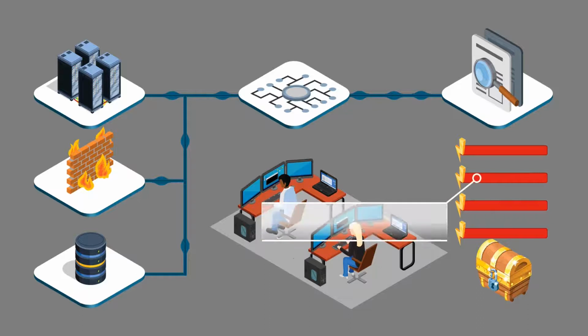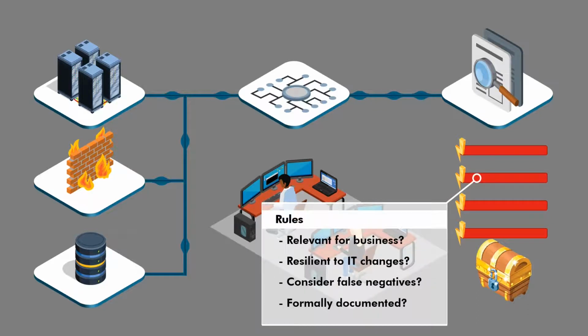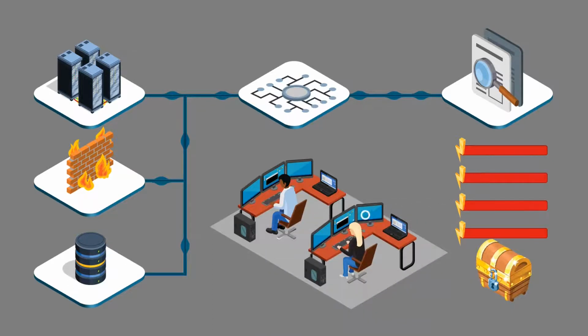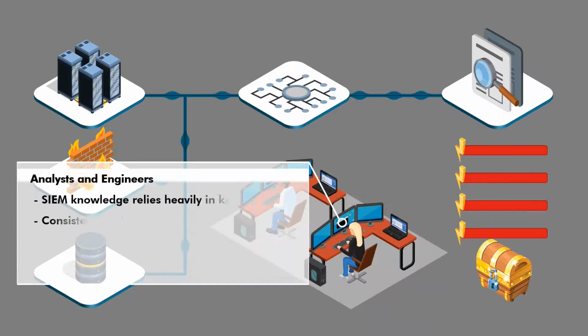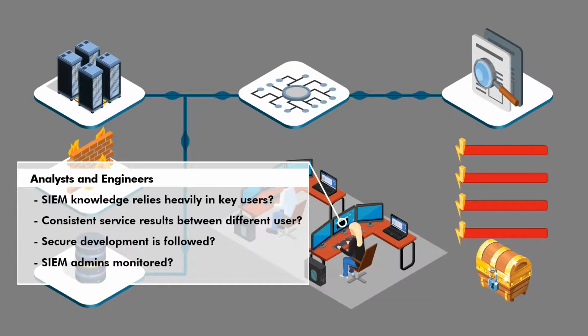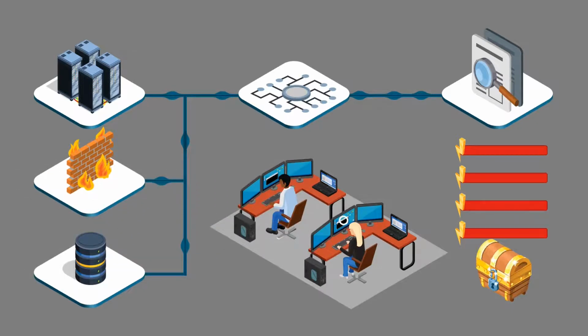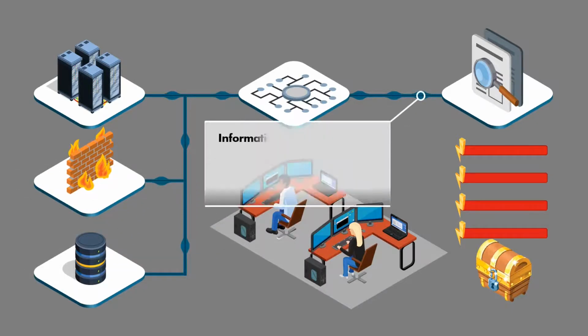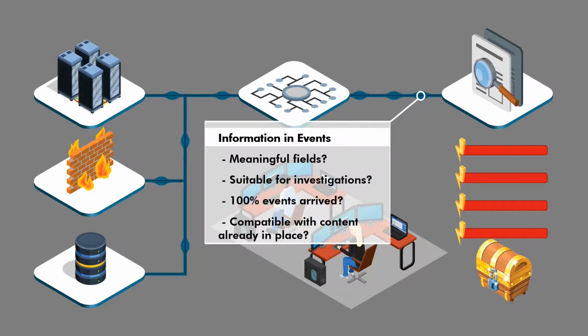Here, these rules exist, but do they fulfill these requirements? The fact that they need to be relevant for the business is actually very important, and that is why we will discuss it in the next video of this series. Regarding the analysts, can we be sure that the service does not depend only on a few users that know it all? Also, are we certain that consistent and secure outputs are delivered independently of who is on the shift? And what about the events themselves? How can we be sure that they are relevant and meaningful for the organization?